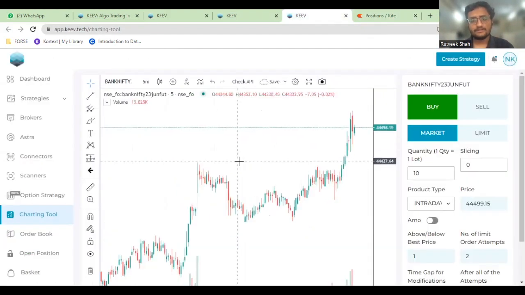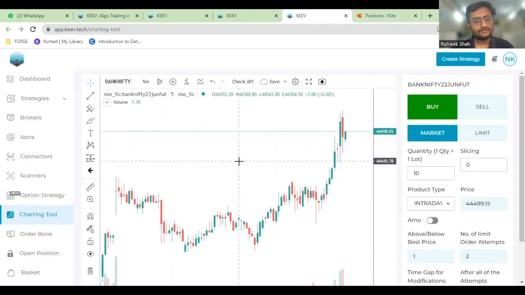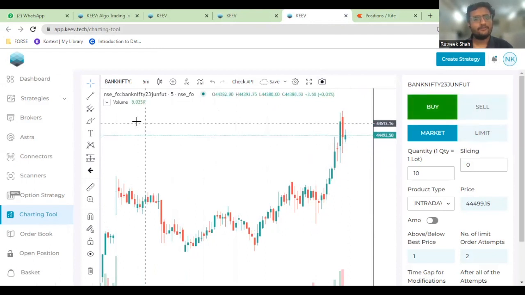It is currently trading at 40. Okay, so these are some of the ways in which KEEV can help you. You can use a charting tool and you can deploy your trades. It can be buy, sell, limit order, or a market order for any stock price. I'll show you a quick example.